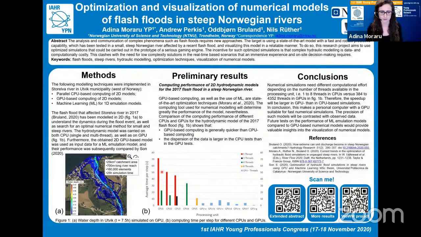But we also have learned that the dispersion of the data is, as seen here, much larger on the CPU models than on the GPU computed models. One thing that we have noticed is that we obviously have more threads on a GPU than on a CPU. We had up to 4,000 threads on a GPU sometimes, whereas in most of the CPUs that we tested, we had less than 8 threads. So the number of threads available in the processing unit will condition how fast the model can be.